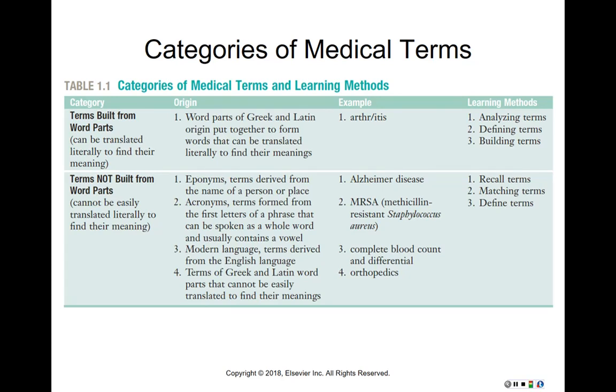Then you have acronyms, which are terms formed from the first letter of a phrase that can be spoken as a whole word and usually contain a vowel. MRSA cannot be analyzed. Modern language terms are derived from the English language, such as complete blood count and differential. And then you have terms of Greek and Latin word parts that cannot be easily translated to find their meaning, such as orthopedics. The only way you will learn medical terms that are not built from word parts is to recall the terms, match the terms, and define the terms.